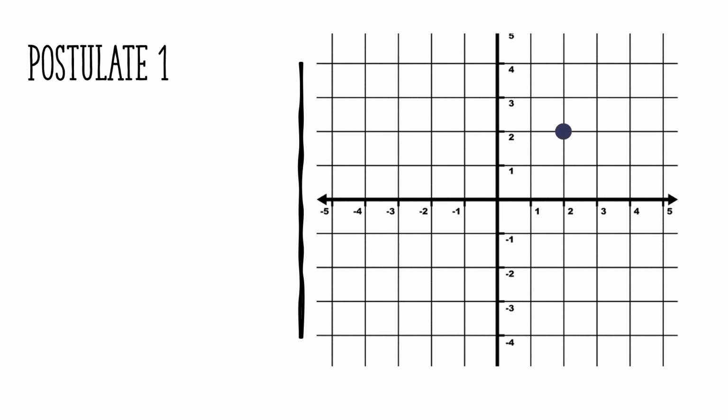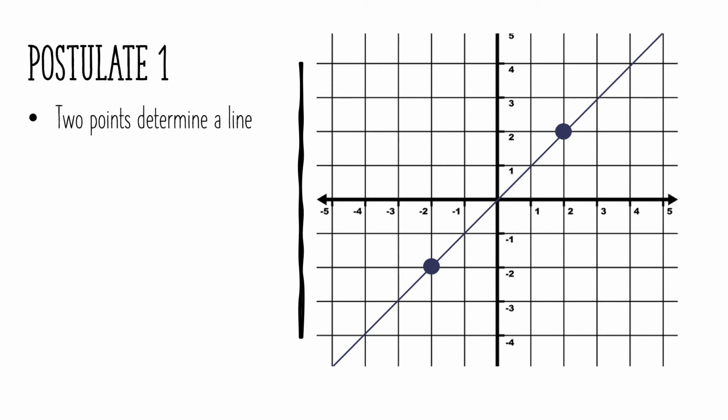So let's explore postulate 1. If I put a point on a coordinate grid, then can't I just take a straight edge and draw a line through it anywhere I feel? Absolutely. Could I, without a straight edge, draw a curved line? Sure. So what happens when I put a second point on this coordinate grid? Well, now I can take a straight edge and draw a single line straight through that, which gives me my first postulate, which is 2 points determine a line.